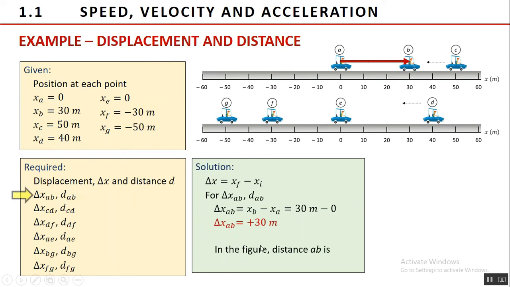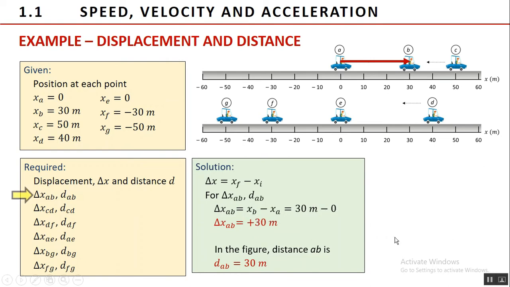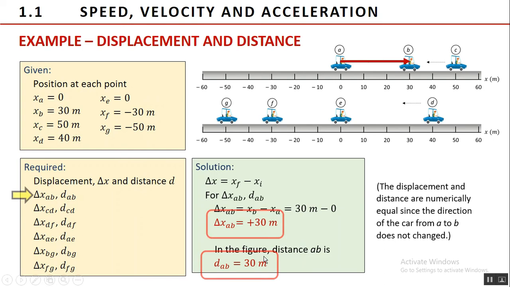For the distance traveled by the car, we see in the figure that it has traveled 30 meters. Take note that the sign indicates the direction of the car. Positive sign indicates that the car moves to the right from point A to point B. We also note that the displacement and distance are numerically equal since the direction of the car from point A to point B does not change.